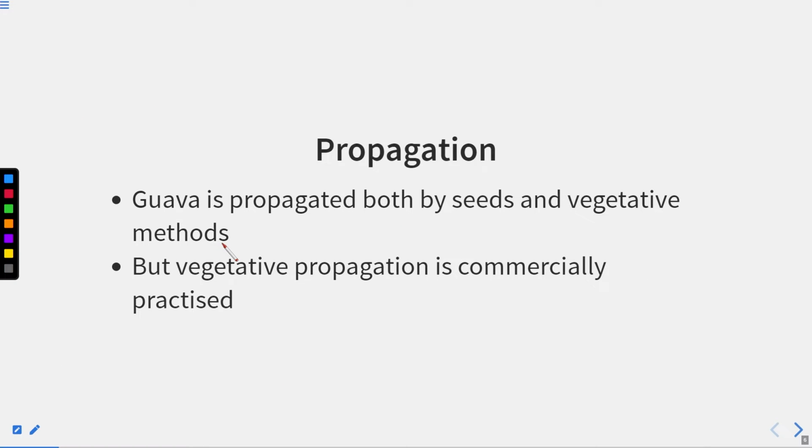Now, if we talk about propagation, how to propagate guava. Guava is propagated by both seeds and the vegetative method. We can have seeds of guava and sow them, then we can have a plant. But if we want a guava plant in a very short duration of time, and you need a lot of guava plants to cultivate, then we can opt for the vegetative method. But the vegetative propagation is commercially practiced.